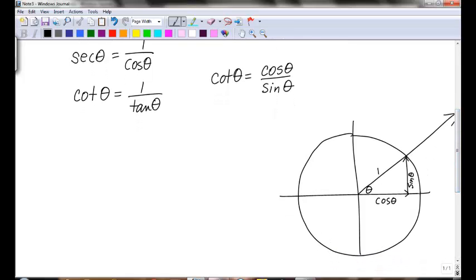Then we did, from this point, this was tangent, and this is 1 because it's the radius of the circle. What always touched with tangent? Secant. Right, so this was secant of theta. Now look at the large triangle. Look at this big triangle.